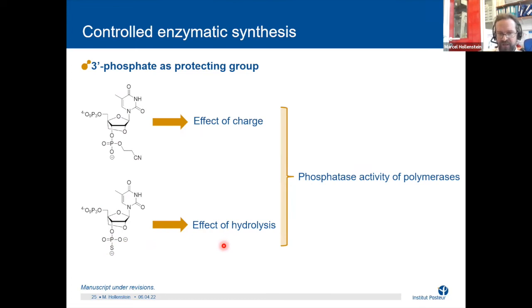A long story made short, we identified that a number of polymerases were capable of hydrolyzing the phosphate moiety appended at the 3' position of incoming nucleotides, and thus had an unexpected phosphatase activity, which shows that the design of such nucleotides is even more challenging than initially believed.